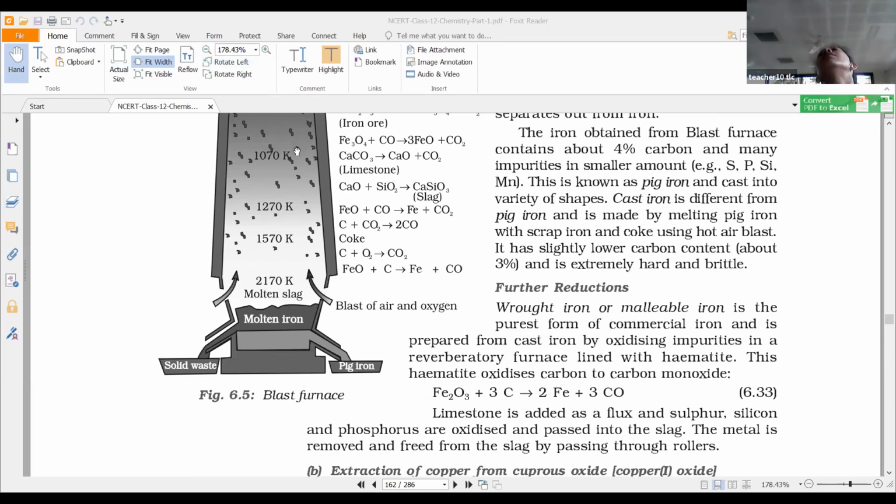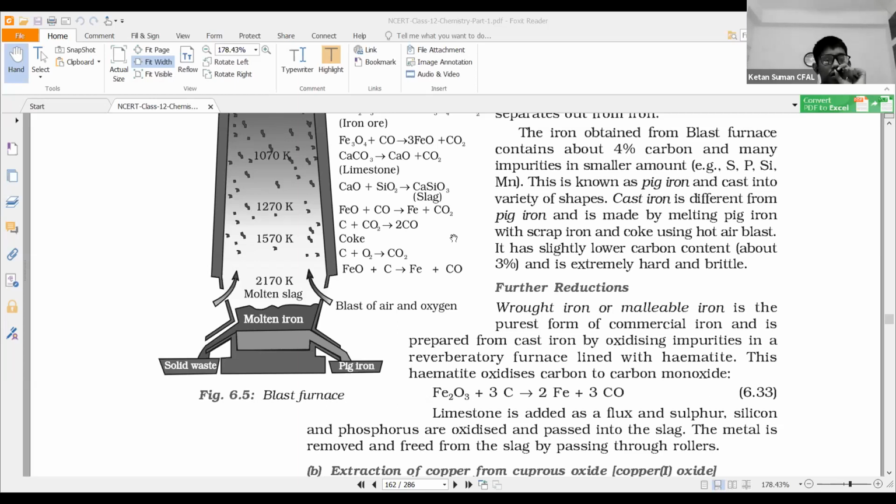Now, 1 minute, students. Now, students, how to remove this slag? How to remove this slag? Yes, Ketan, any doubt? Ma'am, all these reactions are very quick, right? Yes, because the ore just falls from the top, it refines and it comes down.